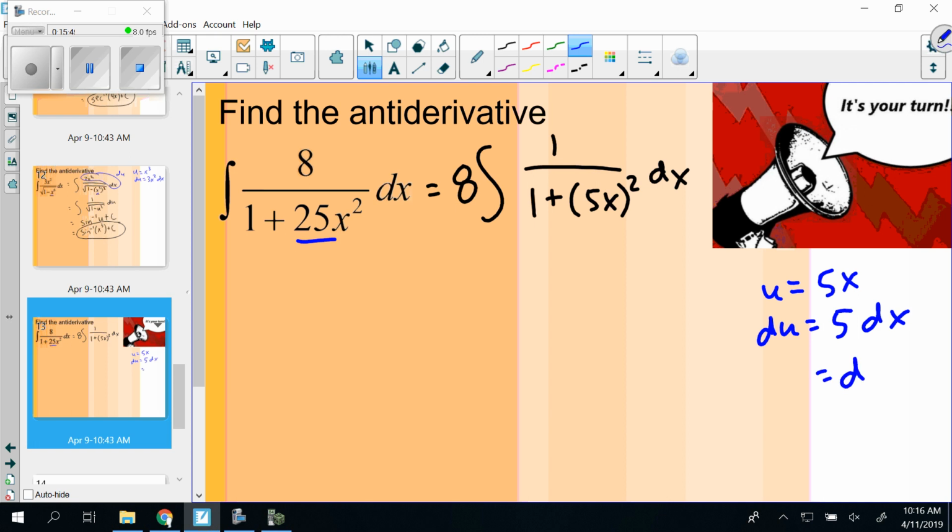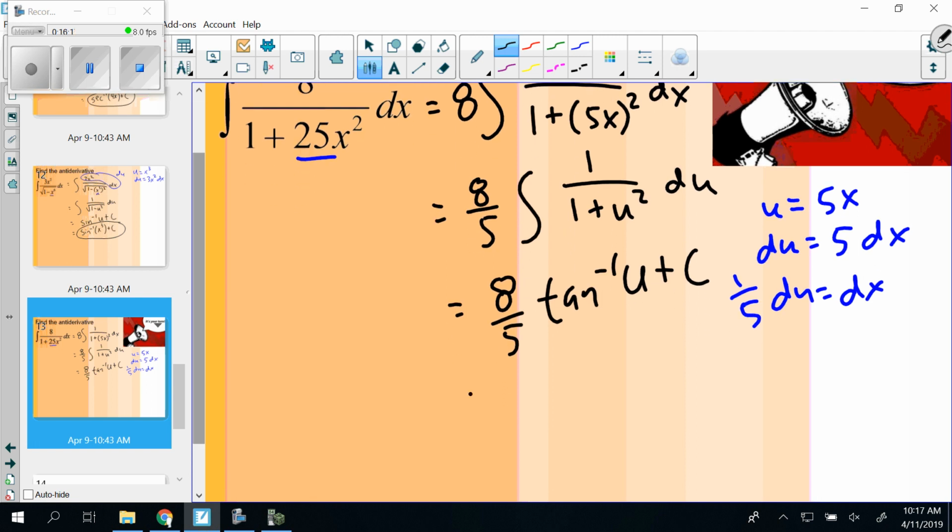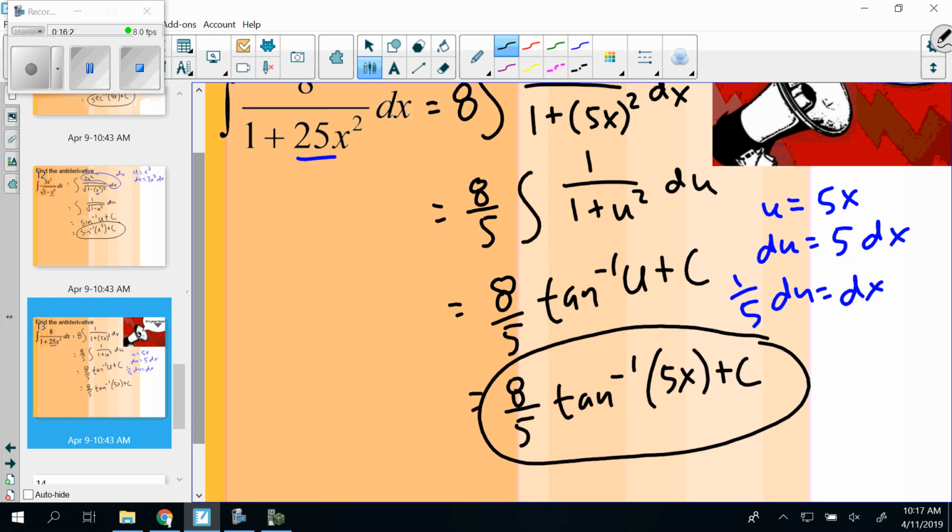And we don't have a 5 there, so let's divide it to the other side. When we substitute in, there's going to be an extra 1/5. I'm going to put that extra 1/5 out here and multiply it, so it'd be 8/5. And then we'd have 1 over 1 plus u squared. This is the antiderivative of inverse tangent. Plus, we could have some constant on here, and then for the final answer we want to now substitute back in. And so our final answer that hopefully you got was 8/5 times the inverse tangent of 5x, because that's what we substituted for, plus a possible constant.